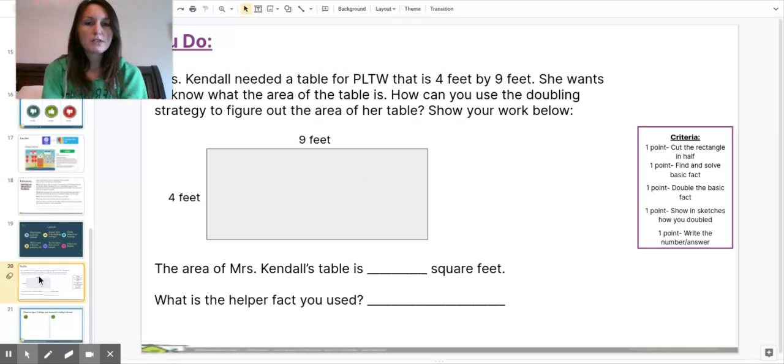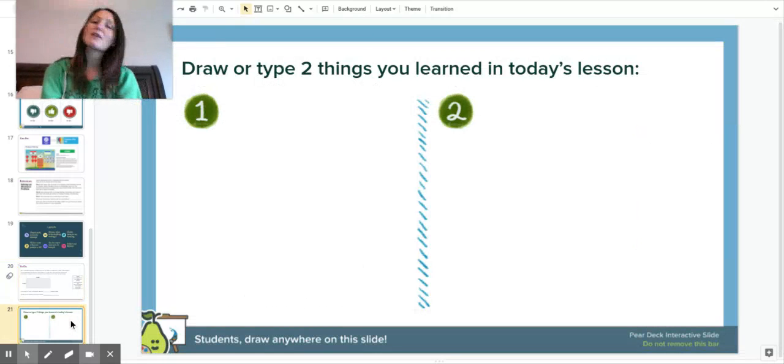And then, of course, I want you to solve this one here as well. It has a story problem with Mrs. Kendall from Project Lead the Way. If she had a table that's 4 feet by 9 feet, and she's trying to figure out the area for this, how could she use the doubling strategy to help her? And tell me what helper fact you use to figure it out. And as always, reflect and tell me a little bit about what you learned today and how this helped you with your multiplication facts.